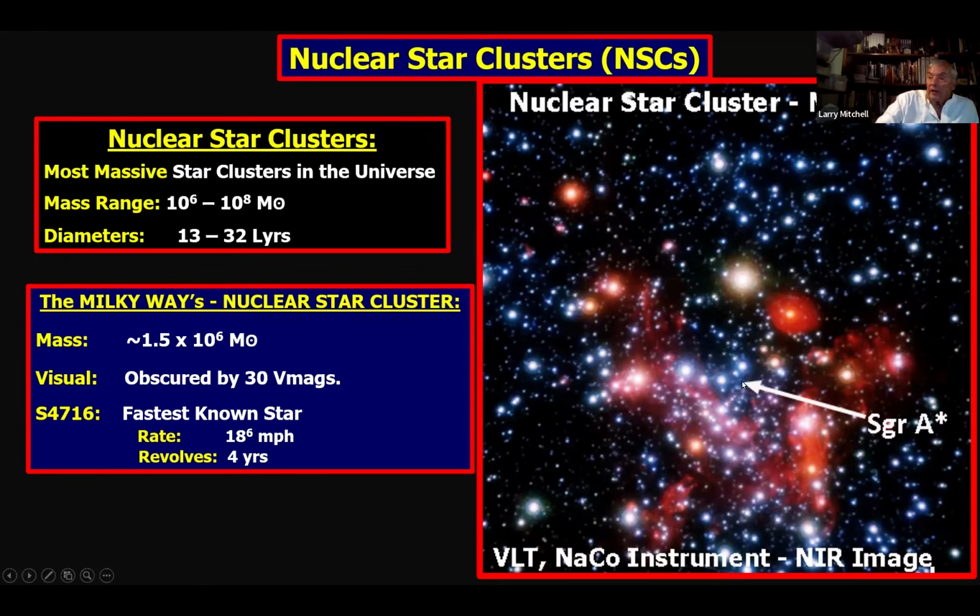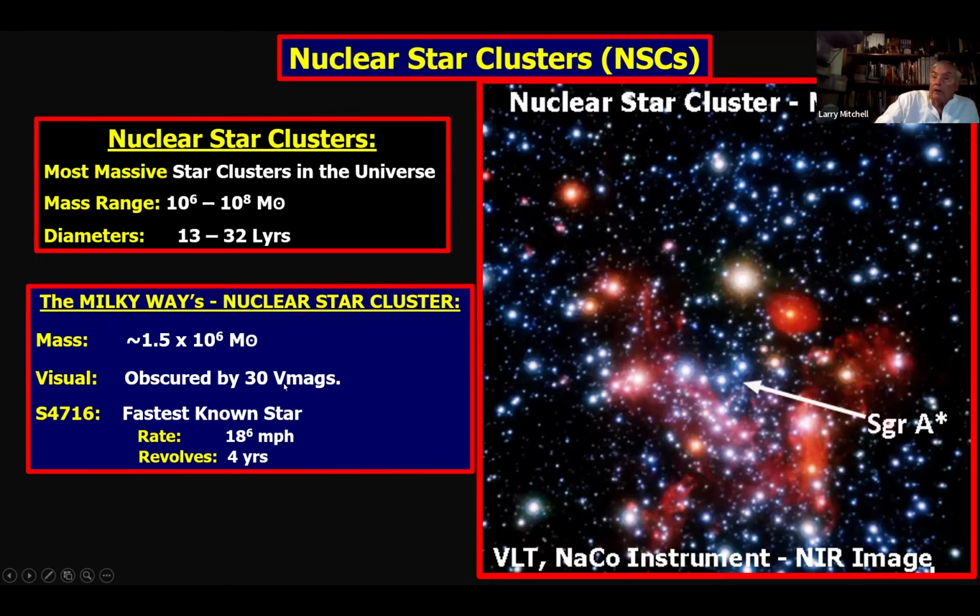How much gravity does it take to keep that object moving that rapidly and that close in orbit around whatever it is in the middle? And that works out to be a black hole. Works out to be a black hole with a mass of about 4 million solar masses, which is what our Sagittarius A star has. So that's some interesting stuff about our nuclear star cluster.